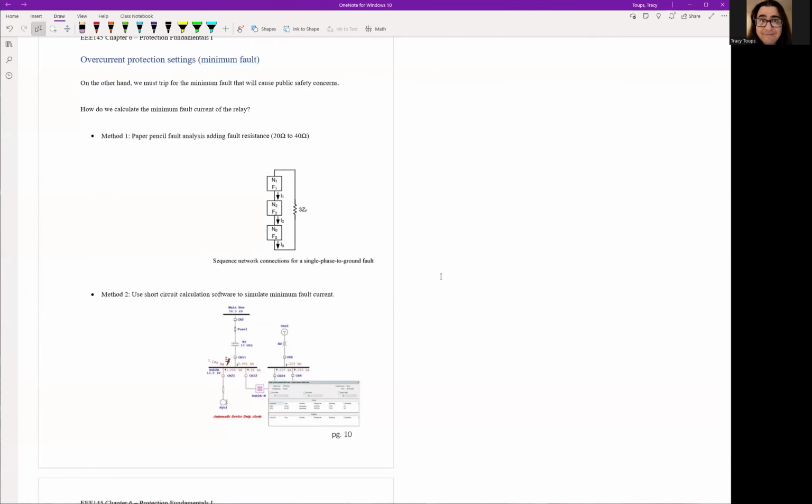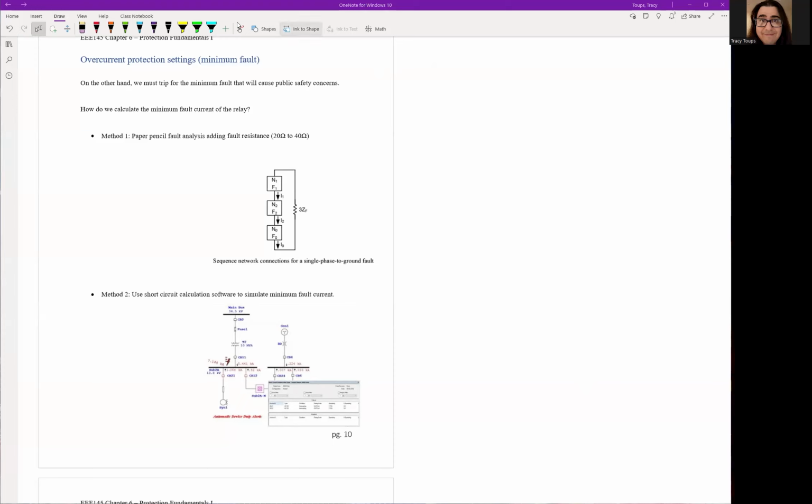The other thing we said is you have to look at your minimum pickup. You look at your minimum fault current, and you need to be 50% of your minimum fault current. So the next big thing is, how do I find the minimum fault current? That's very, very important as well.